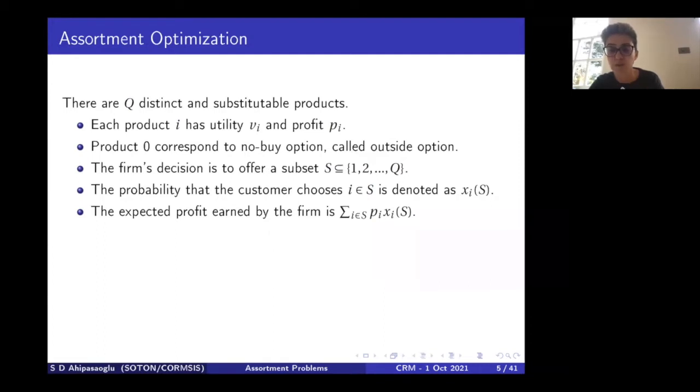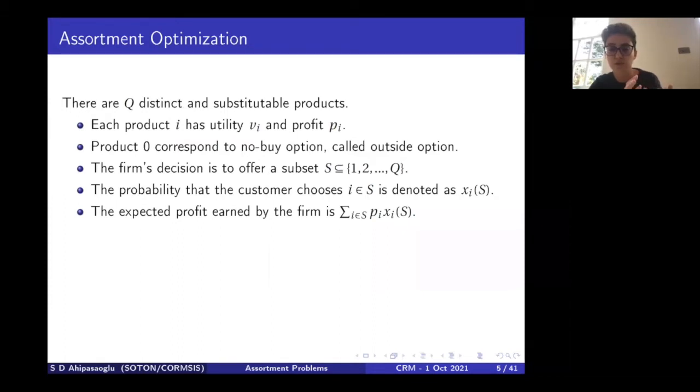And I will talk about how there will be other random components of this utility just a bit later. And we're going to assume that we know the unit profit of each product, and we're going to denote it by pi. We're going to represent the sales that don't happen to be the no-buy option with the index zero.